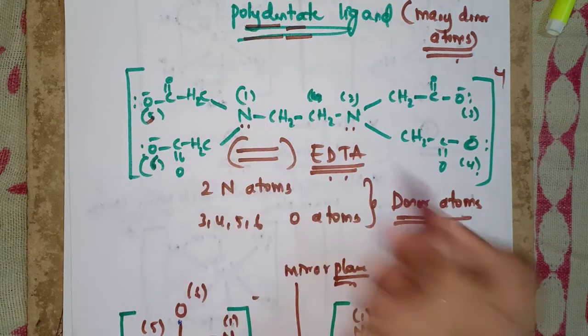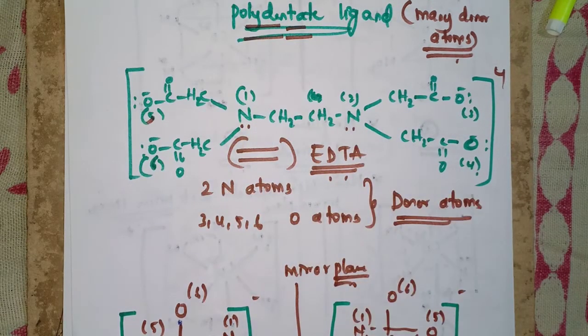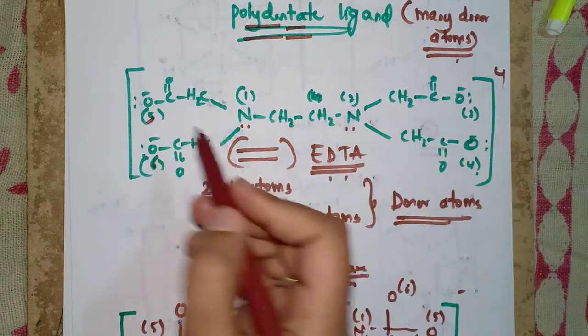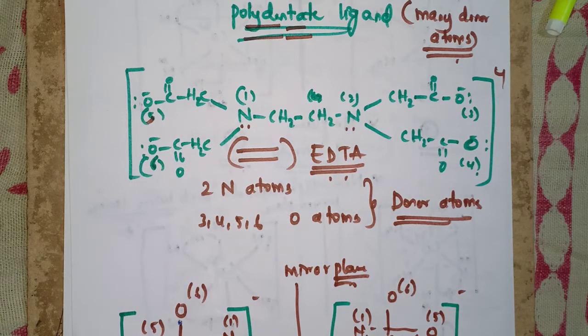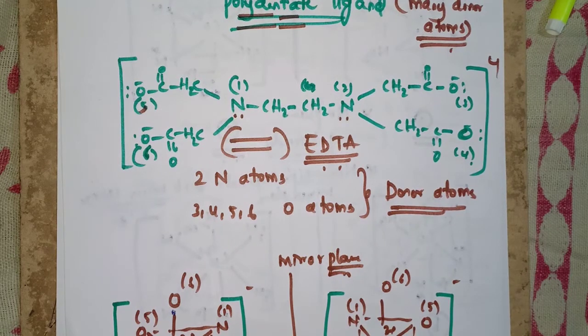This nitrogen has a pair of electrons, this nitrogen has a pair of electrons, and these 4 oxygens also have pairs of electrons which will be donated towards the central metal atom. It is an example of a polydentate ligand, that means it has many donor atoms which can contribute towards the central metal atom or ion. It is abbreviated as EDTA, and it also shows optical isomerism.